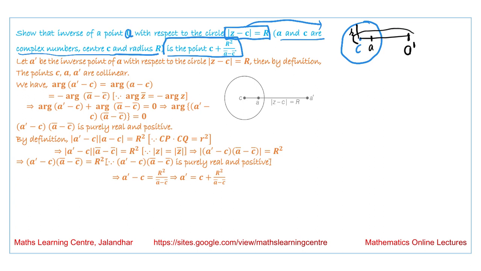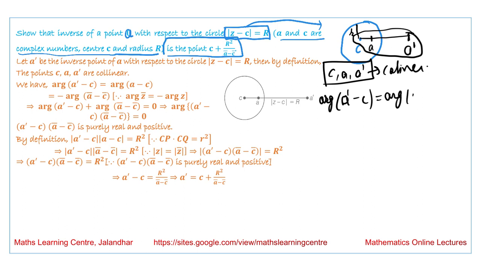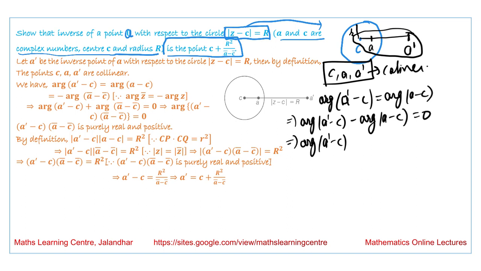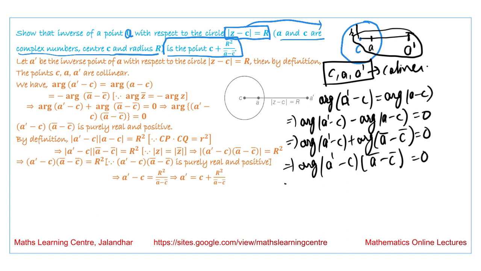The first condition for the inverse point is, if A and A dash are the inverse points, then C, A and A dash, these three points, are collinear. If these three points are collinear, we get that argument of A dash minus C should be equal to argument of A minus C. This implies argument of A dash minus C minus argument of A minus C should be 0. This implies argument of A dash minus C plus argument of A conjugate minus C conjugate is equal to 0. And this implies that argument of A dash minus C into A conjugate minus C conjugate is equal to 0. And this implies that A dash minus C into A conjugate minus C conjugate is real and positive.